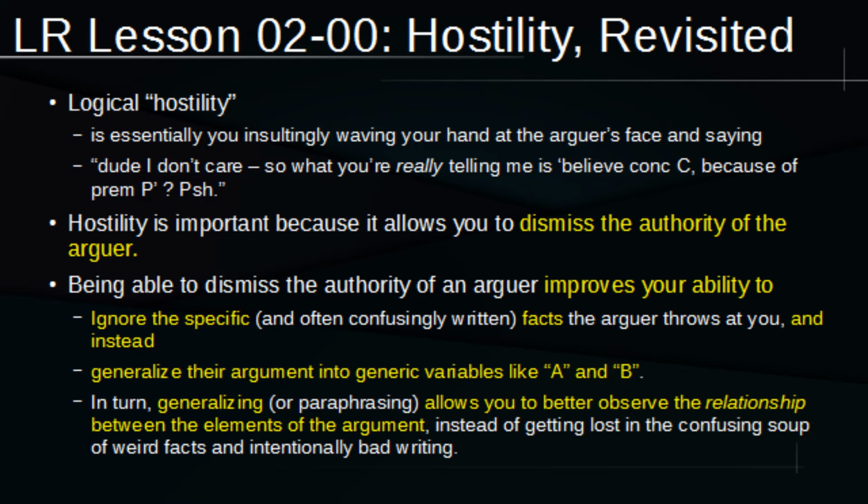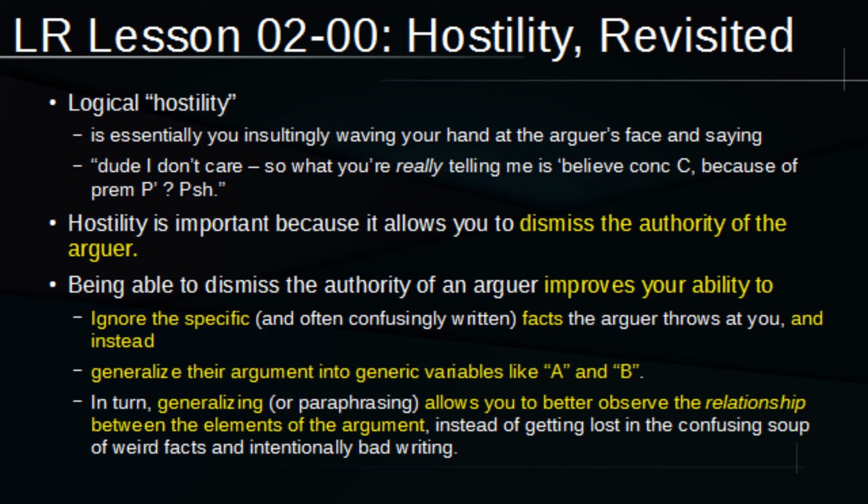The first thing I want to do is actually revisit a concept that underpinned the last lesson, namely logical hostility. So again, hostility is essentially you insultingly waving your hand at the arguer's face and saying, dude, I don't care. So you're really telling me that I should believe conclusion C because of premise P, and just kind of dismissing that. That is what we mean when I talk about hostility. The importance of hostility is that it allows you to dismiss the authority of the arguer. And that's more important than it sounds.